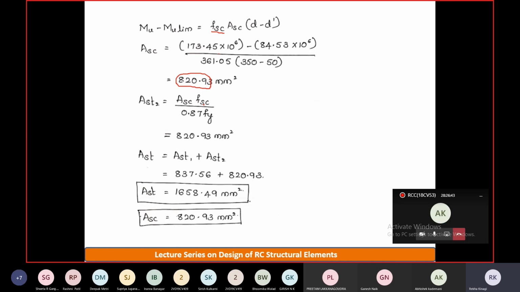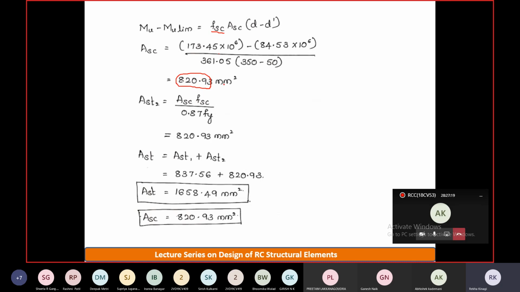Now we can calculate the value of total AST, that is AST1 plus AST2. We got it as 1658.49 mm square. That is the total value of AST which is being used as tension reinforcement in the doubly reinforced section. And the ASC value is 820.93 mm square.